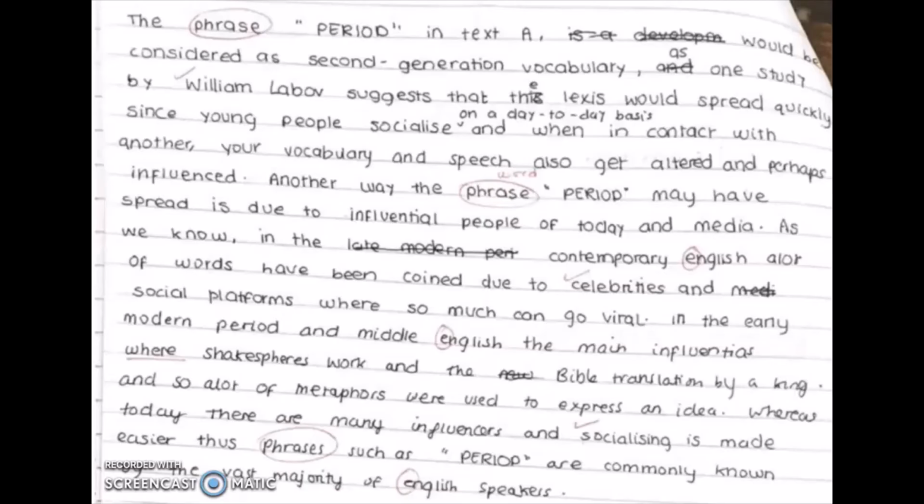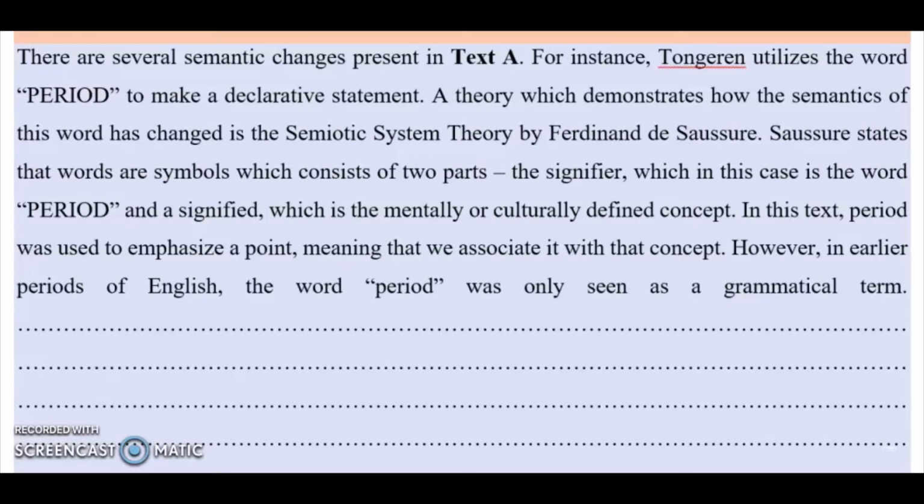So when you're giving an example, it must be supported by a linguist or your own interpretation. There is another interpretation of the reasoning for the same example, for the same semantic change, that is "period", taken from text A. According to this response, the reason behind the semantic change is the semiotic system theory that is introduced by Ferdinand de Saussure, Swiss linguist.